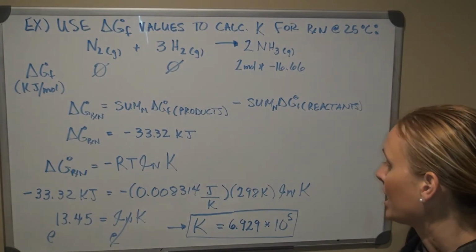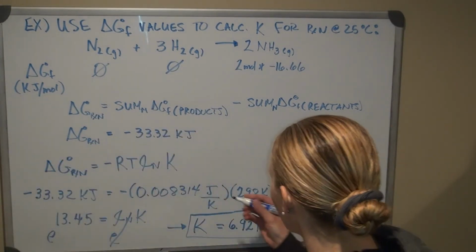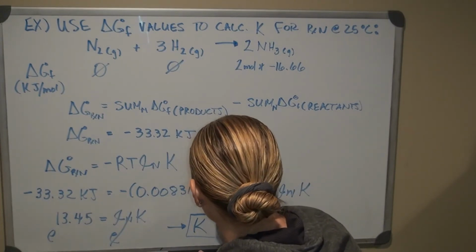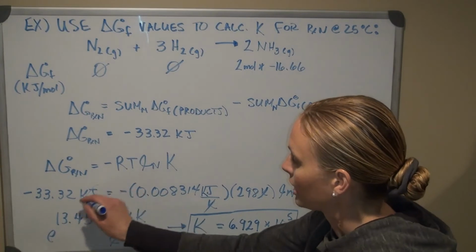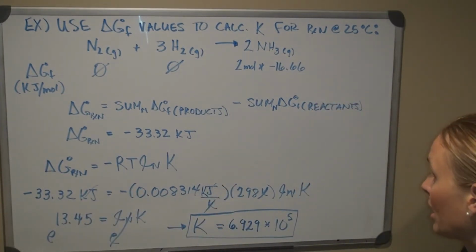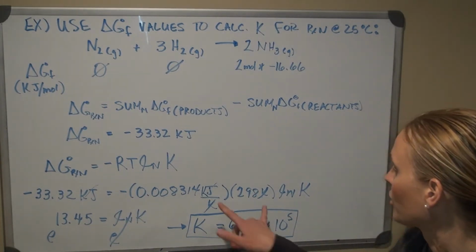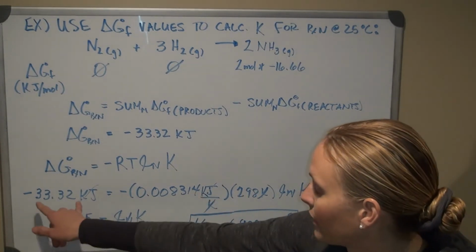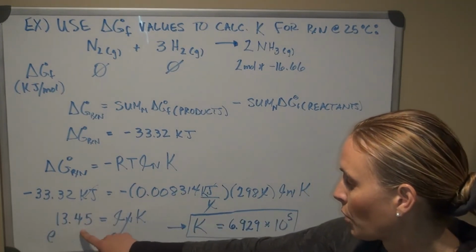Okay, and whoopsies, I have a little error here. This is not in joules, this is in kilojoules. So my Kelvins cancel, and then when I divide that over, my kilojoules will also cancel. Okay, which is good because our K should be unitless, right? Okay, so I multiply these numbers together and divide that by the negative 33.32, and I get 13.45.